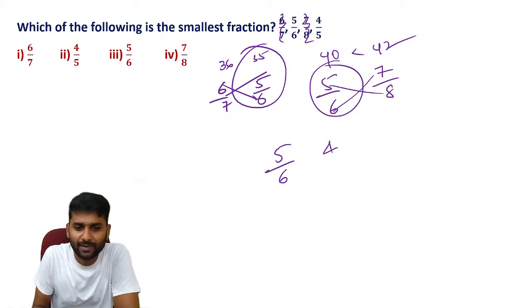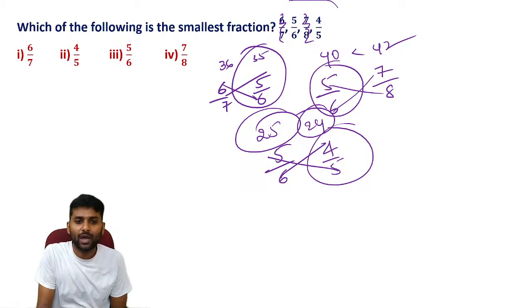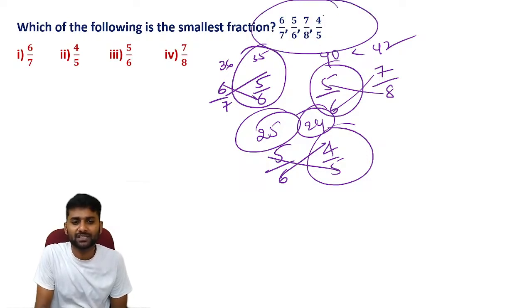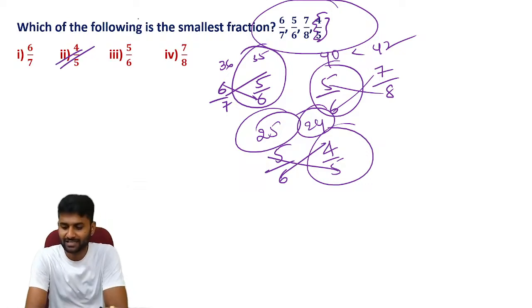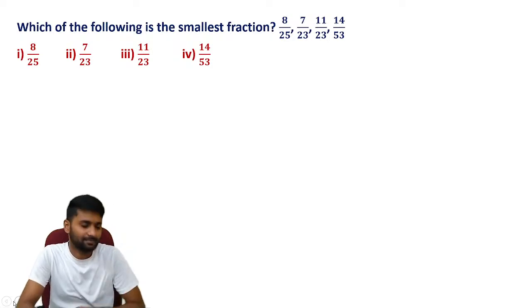Finally, 5 by 6 and 4 by 5. So this is 25 and 24. If you compare this data, 4 by 5 is less than 5 by 6. So among all these 4 fractions, 4 by 5 is the least fraction. So 4 by 5 is the least. Next.